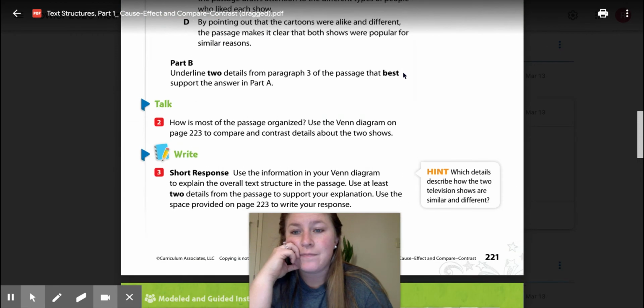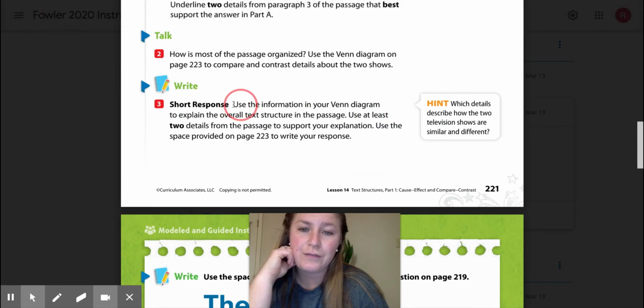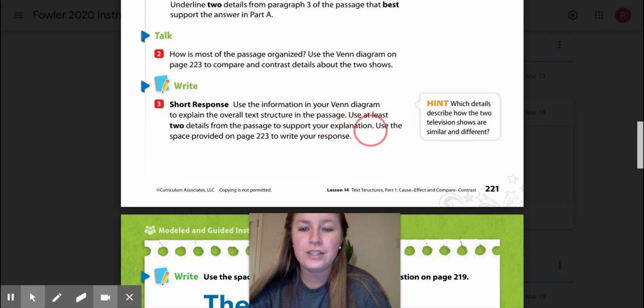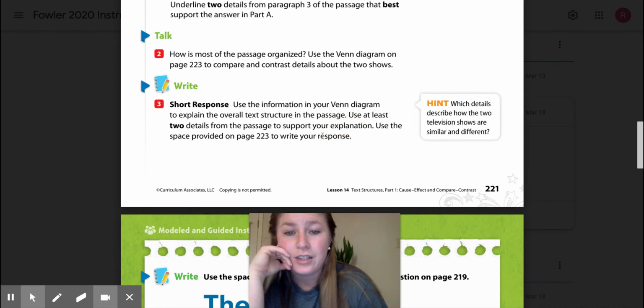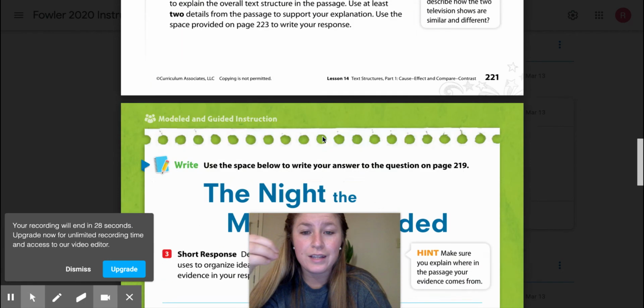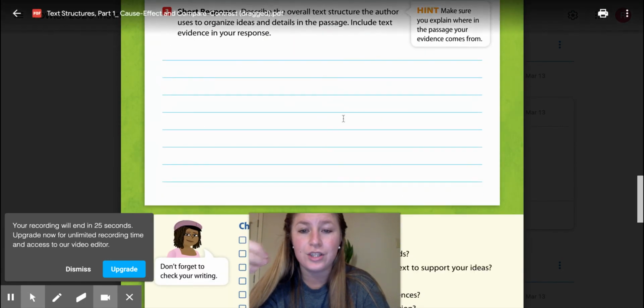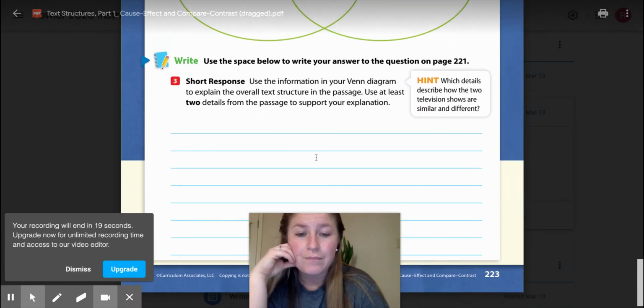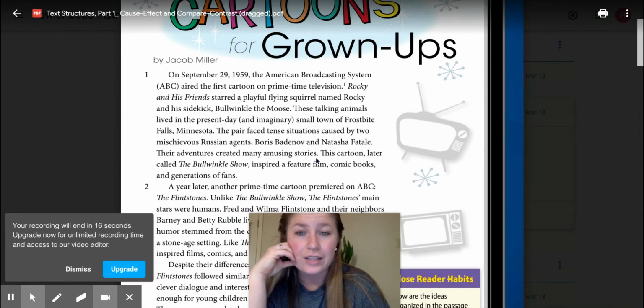Then you will see number 3 says use information in your Venn diagram to explain the overall text structure in the passage. Use at least two details from the passage to support your explanation. Use the space provided on page 223. So, what is the overall text structure? Compare and contrast or cause and effect. You have to pull two sentences from the text that prove that it is a compare and contrast, and you will write your answer here. There is a checklist for you, or you can write it here. Either way, you're just using this passage to answer the questions below.